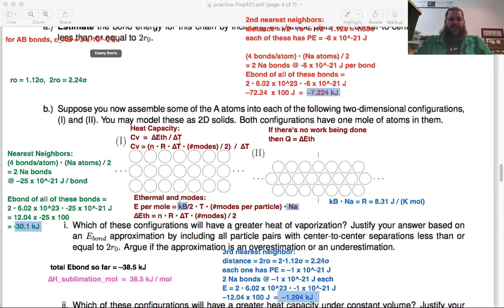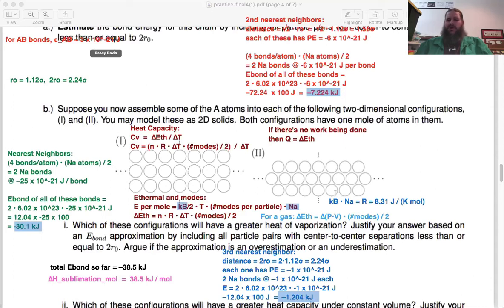Say delta E thermal equals nR delta T becomes delta PV. And there's a delta there because it's not just T, it's delta T. And then we still have number of modes over 2. So the really nice thing about this is it provides a formula for delta E thermal that does not rely on knowing the temperature at all.